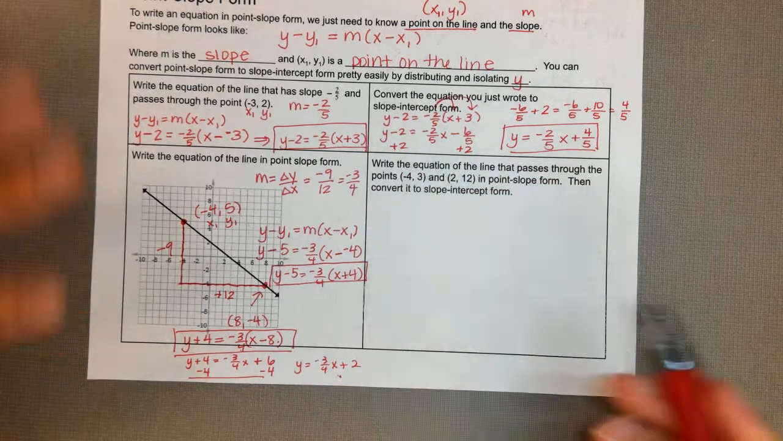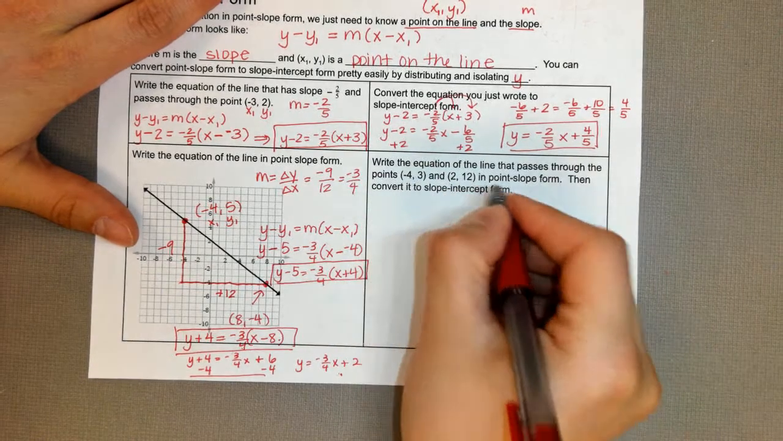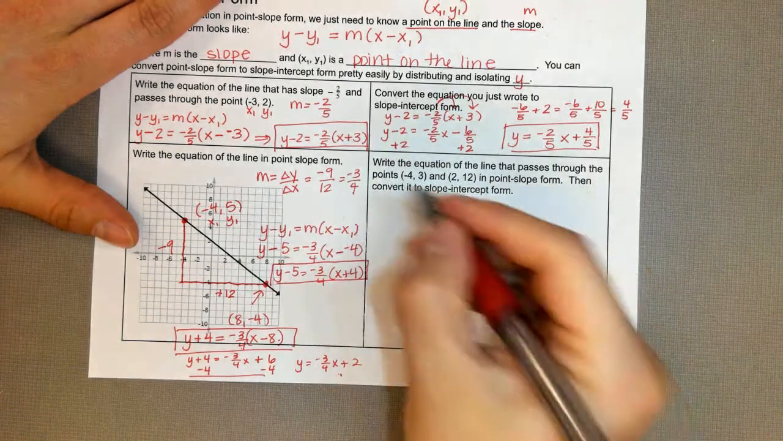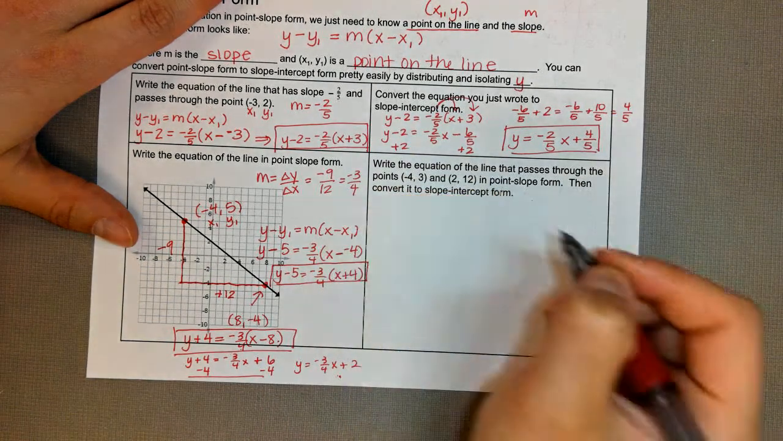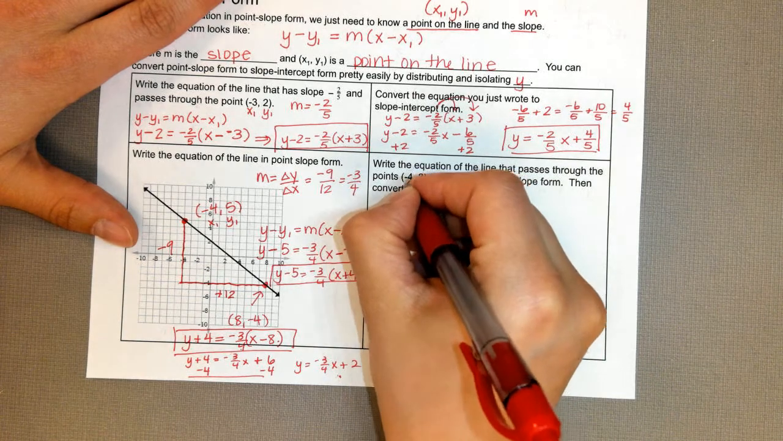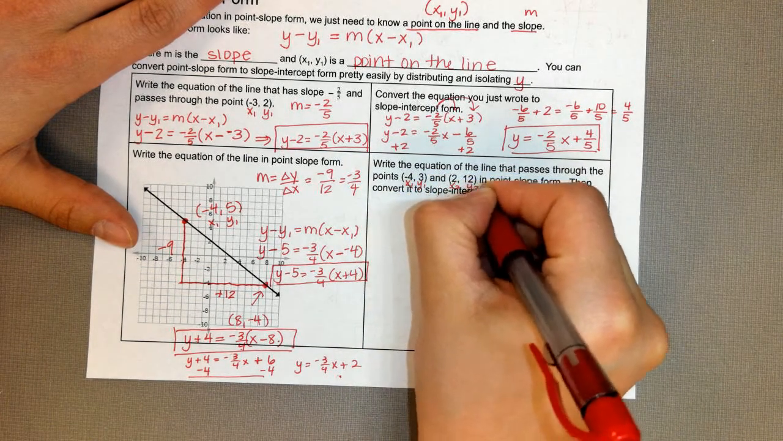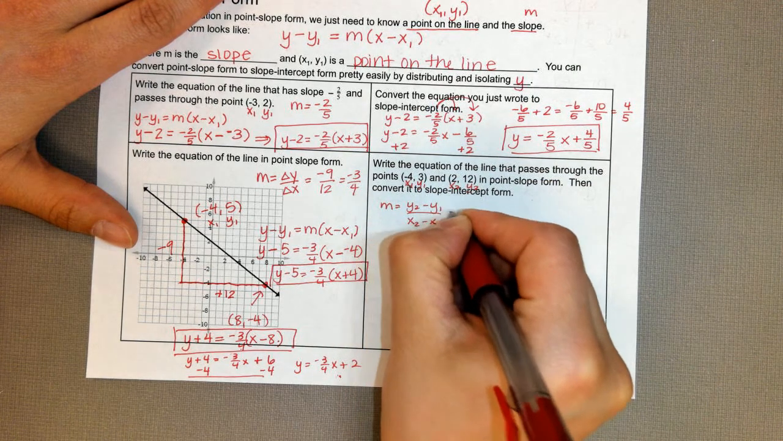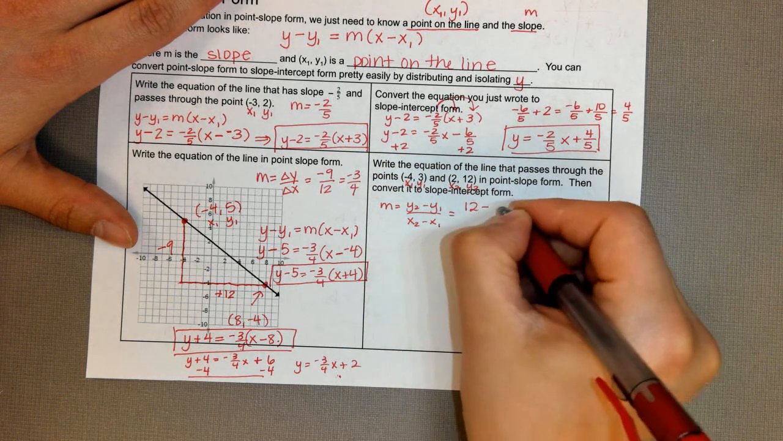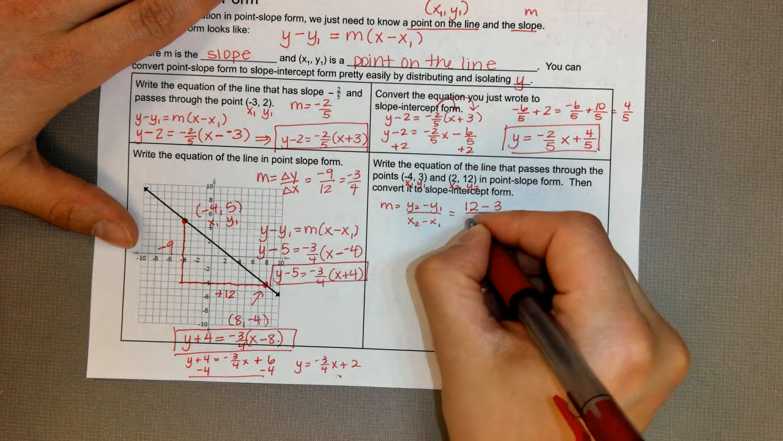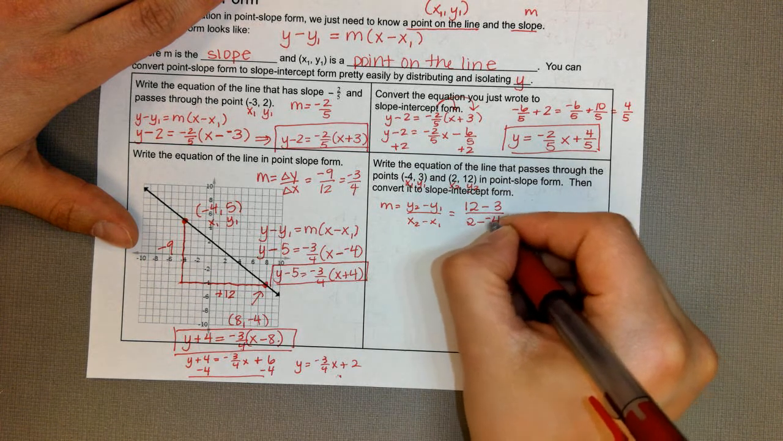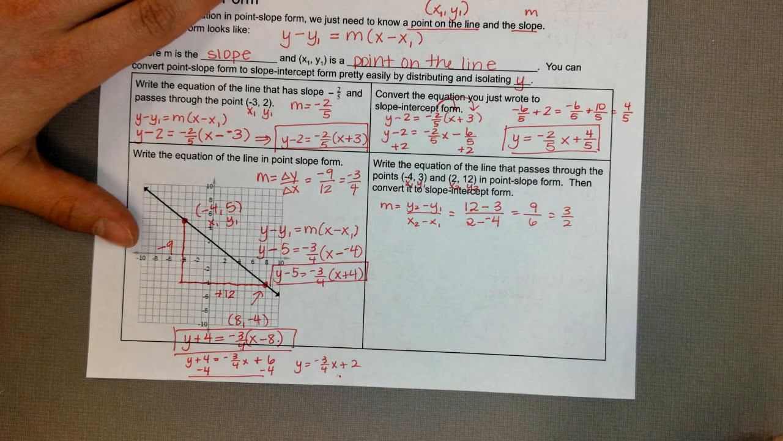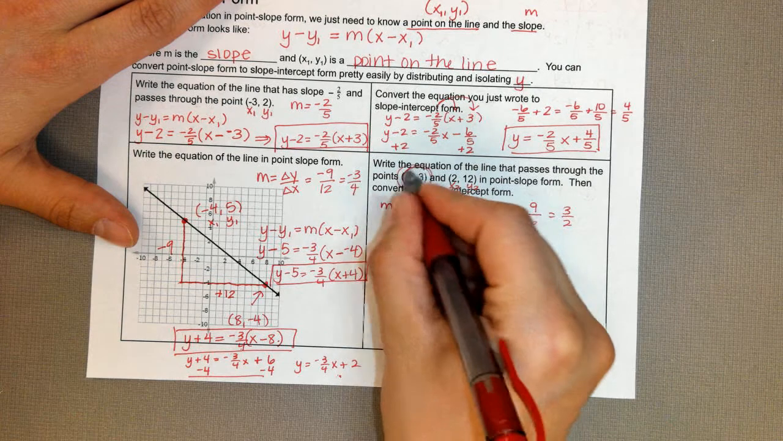All right, let's do this one. So we've got negative 4, 3, and 2, 12, and we want to write this in point-slope form, and then we want to convert it to slope-intercept form, kind of like what we just did here. So first I need to find m, and I need a point. So let's label x1, y1, x2, y2, and I'm going to do m equals y2 minus y1 over x2 minus x1. And y2 is 12, y1 is 3, x2 is 2, x1 is negative 4, so I'm going to have 9 over 6, which is 3 halves. Okay? Now I've got a point, so I'm just going to use this point, negative 4, 3.